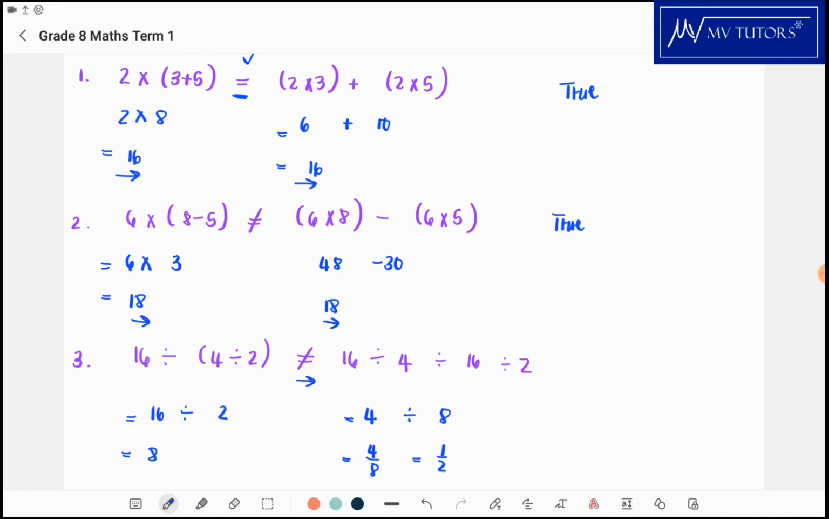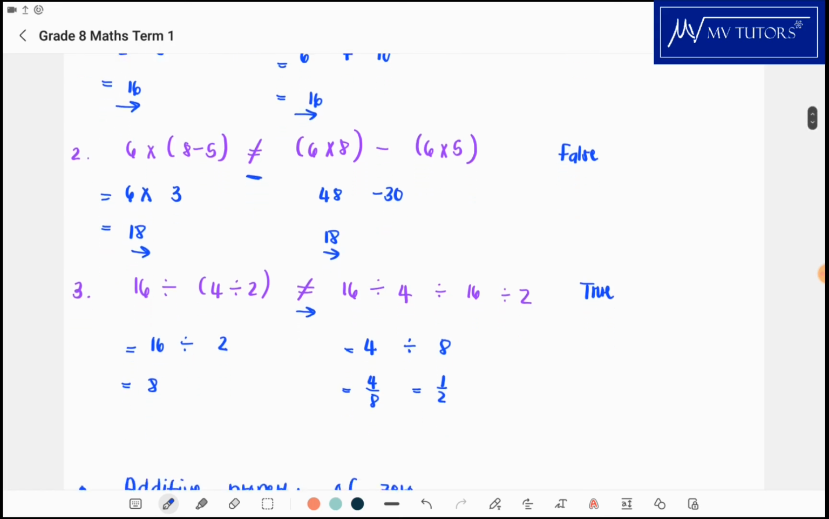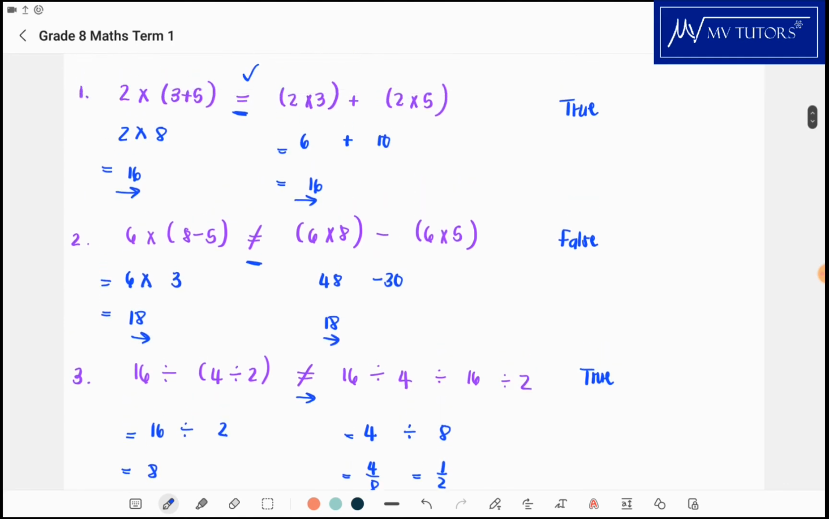I see I made a mistake in the previous question. It says that the two are not equal, so that is false. Yes, this is false. And that is it for the distributive property.